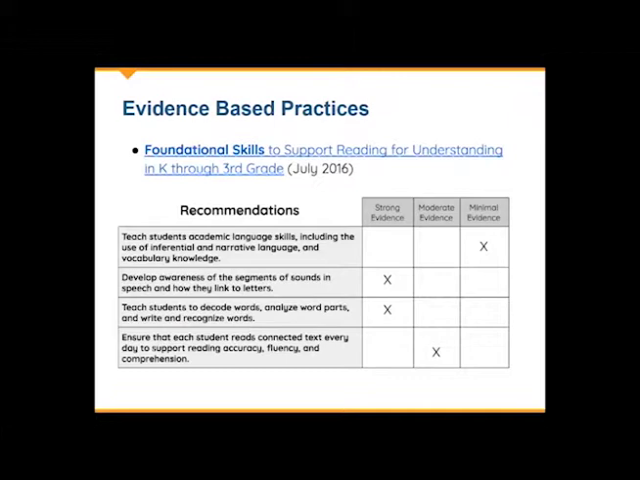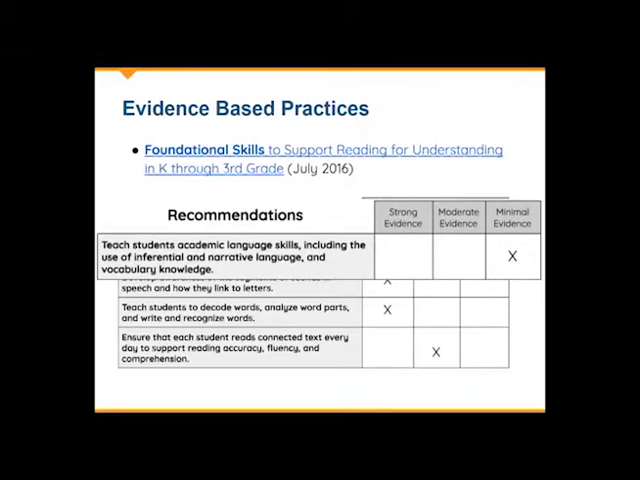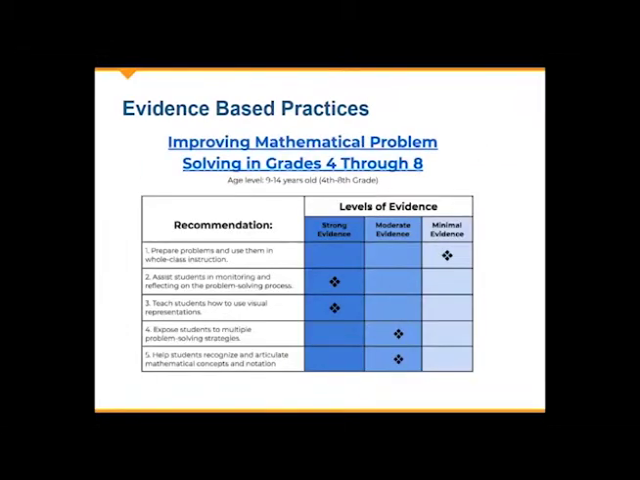The first one, teach students academic language, including the use of inferential and narrative language and vocabulary knowledge, has minimal evidence or tier 3 evidence. Whereas the practice of teaching students academic language skills is a good practice, there's just not strong or moderate evidence for it for increasing foundational skills in readers K through 3. There might be strong evidence for teaching academic language and use of inferential and narrative language and vocabulary knowledge for EL students, perhaps in another grade, but not for foundational skills. So we really have to take a look at these very carefully.